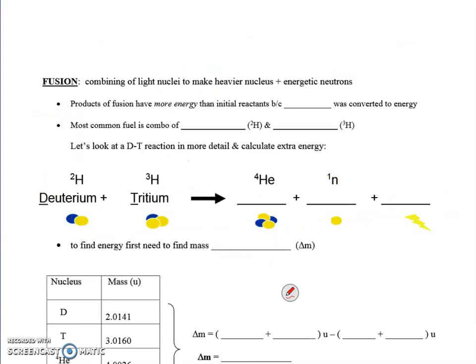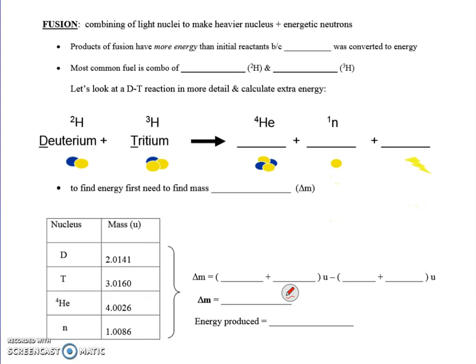Okay, so the next process we want to finish up with is fusion. Fusion is the exact opposite of fission. Okay, it's a combining of light nuclei to make a heavier nucleus, plus extra energy. And as we talked about in class, fusion is ideal because we can get a lot of energy for fairly little mass, and there is very little pollution, okay? So the products of fusion have more energy than the initial reactants because mass was converted to energy.